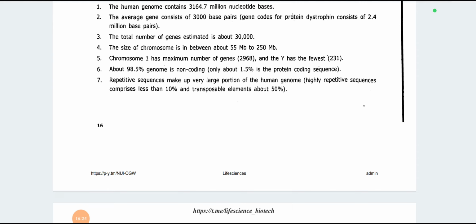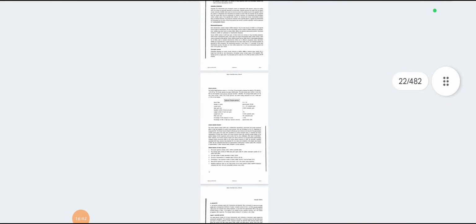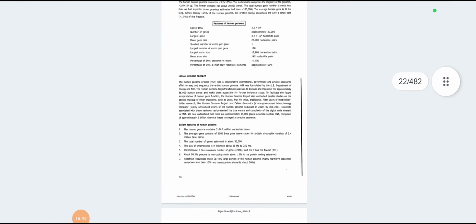98.5% of the genome is non-coding. Only 1.5% is protein coding sequence. Repetitive sequences make up a very large portion of the human genome, comprising less than 10%, and transposable elements about 50%. Interesting, right?